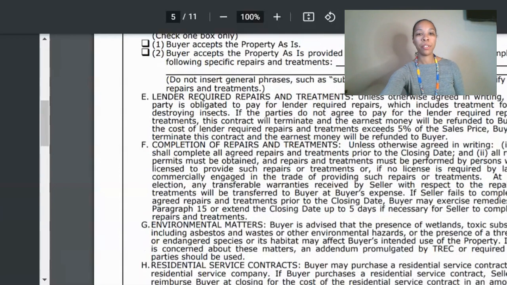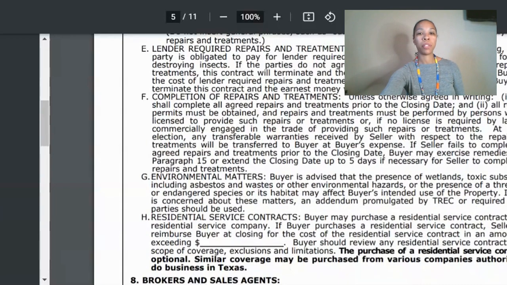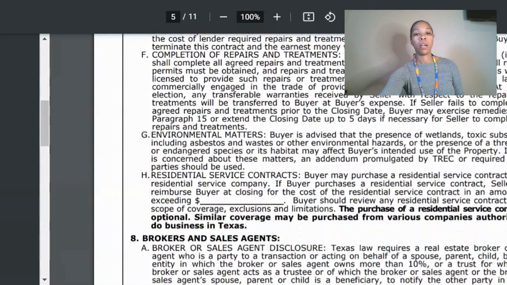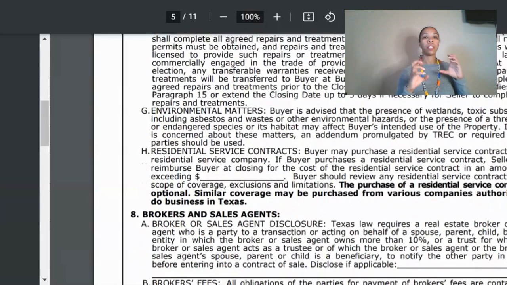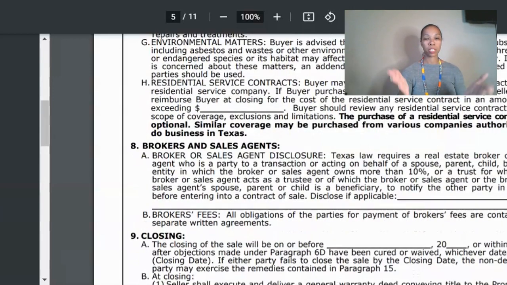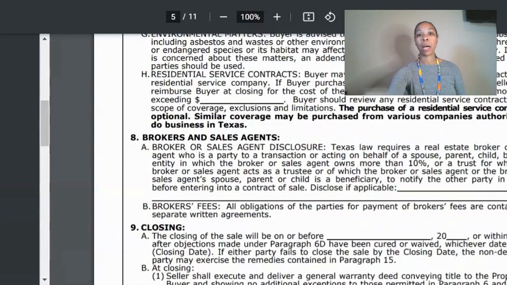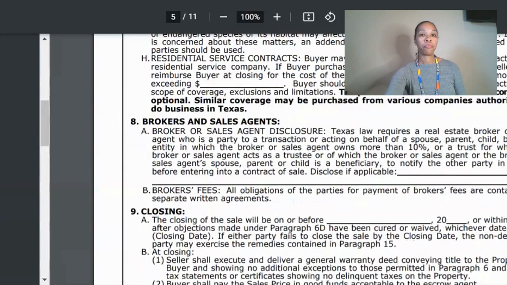And so then it talks about lender required repairs and treatments, completion of repairs and treatments, things like that to clear up this contract before it goes to close. So we'll talk all about that. And then definitely in a buyer's market, think about the residential service contracts if that's something that you want to negotiate for.